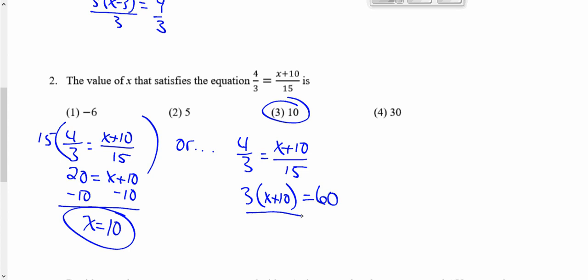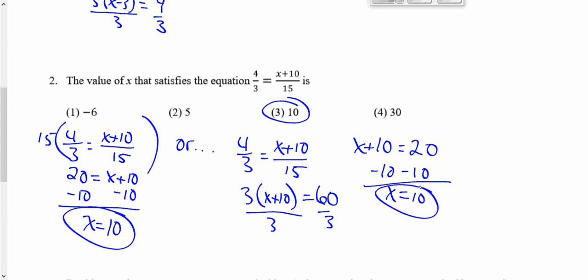Anybody get this? It should come out to 10. So we got x plus 10 equals 20. X equals 10. See, same. Cross multiply, either way. Now, if you see a problem like this, I don't need you to do both ways. I'm just showing you. One or the other, unless the directions say specific.